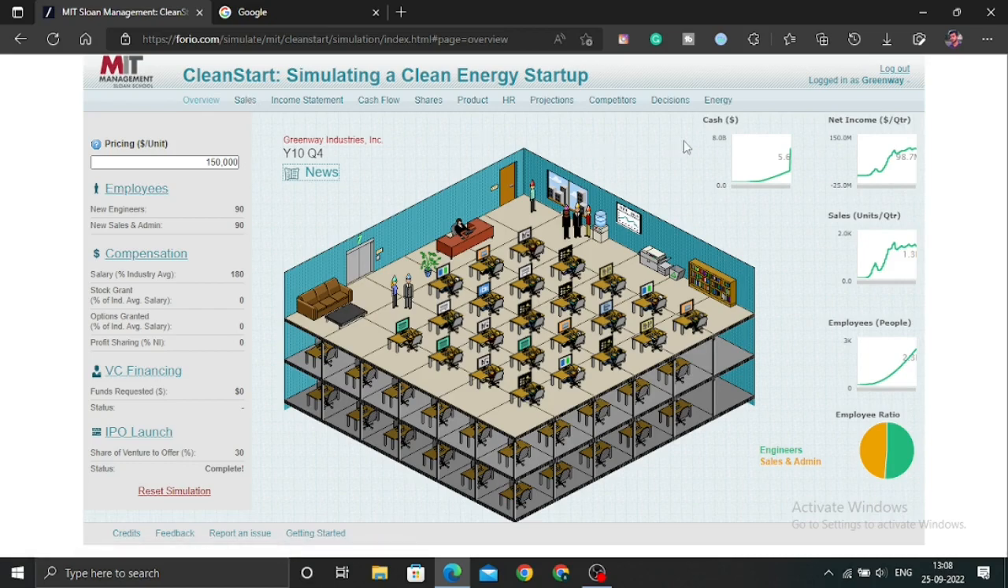So you can clearly see that in a certain period there are some drops in the sales. Whenever there is some drop in sales, then you have to identify why your sales are dropping, because the products are getting outdated. So you have to recruit more and more engineers to develop or update your product. So this is how you have to maintain a ratio between the sales and admin and the engineers.